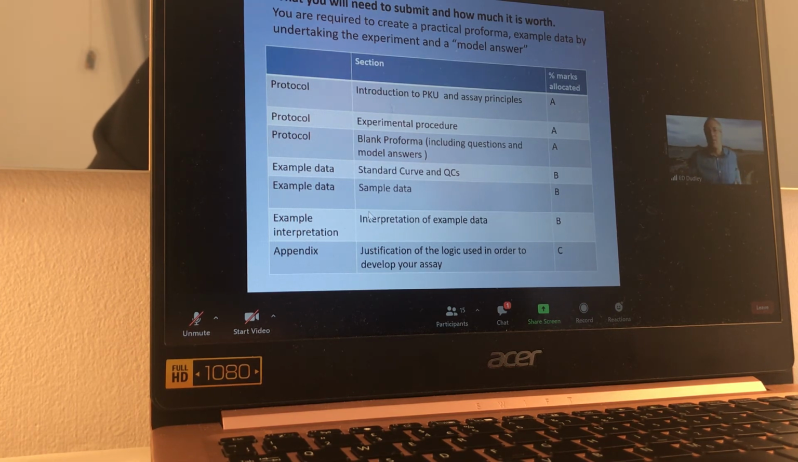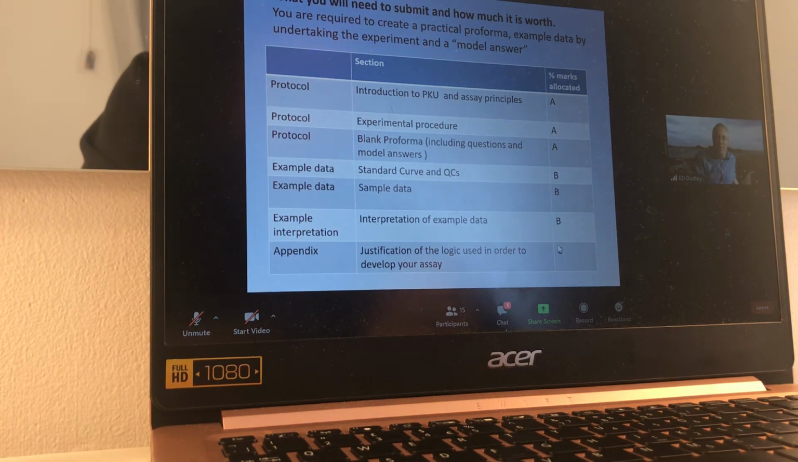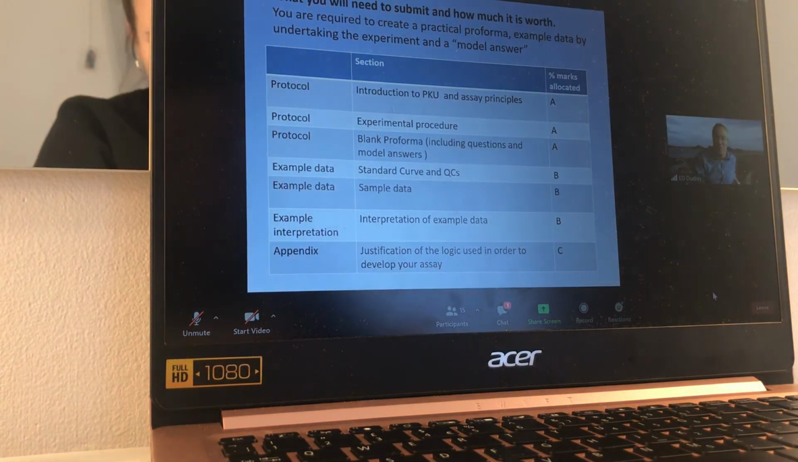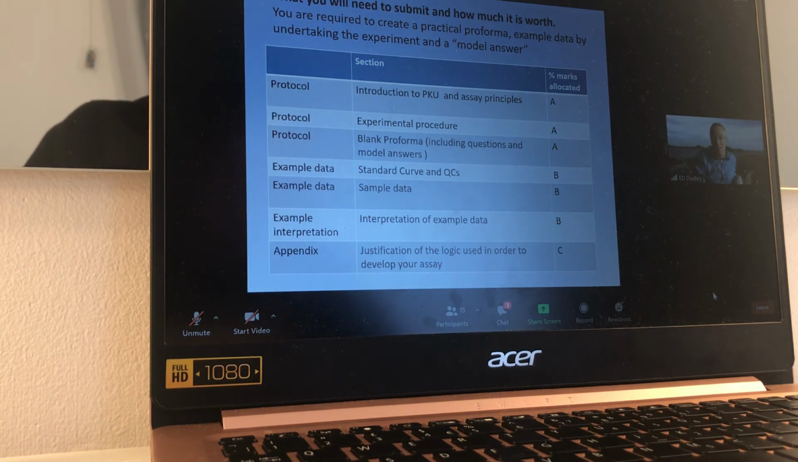Okay, so the submission has 3 parts to it. Students A, B, and C write different parts. The first part of the submission is writing an introduction and experimental procedures, so how to carry out the assay, basically instructions that you would expect other students to follow. So that's more of the written format. The second part is data interpretation. And the third part is to define the logic used to develop the assay.